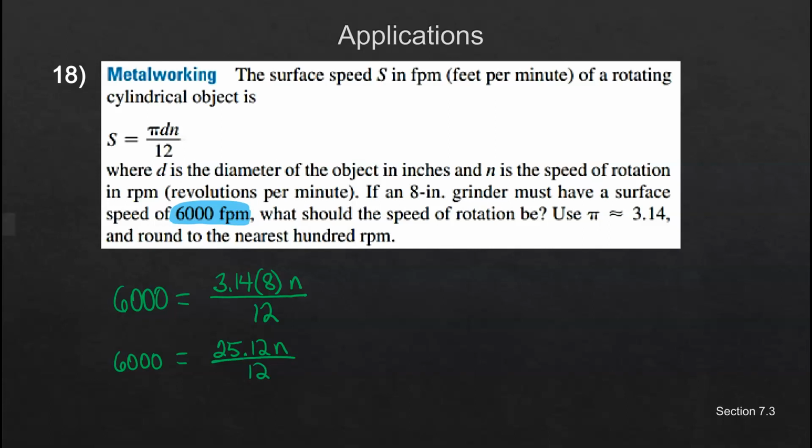You could have multiplied by 12 first or multiplied the 3.14 times 8. Either way is fine. I'm multiplying both sides times 12. And that cancels out my 12 because that happens every time when I multiply. Because really I'm multiplying by 12 over 1. So it just simply cancels out. Okay, so now I'll write this over here. I have 72,000 equals 25.12 N. We divide by this.